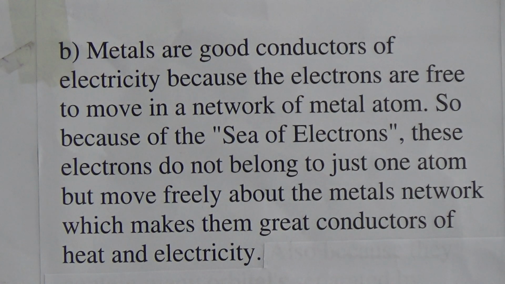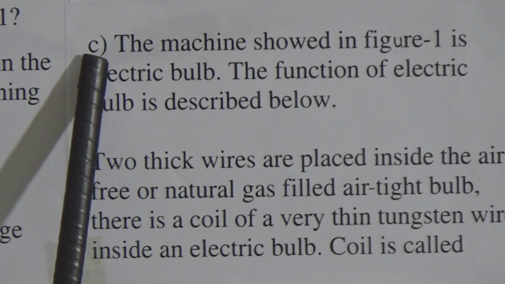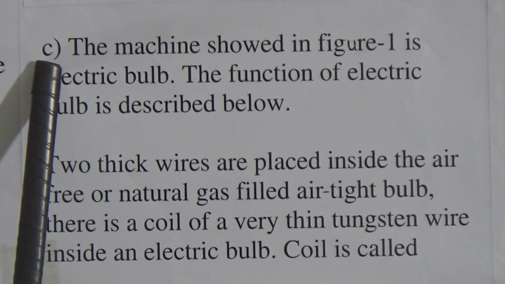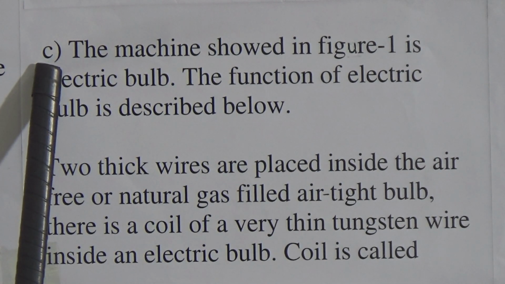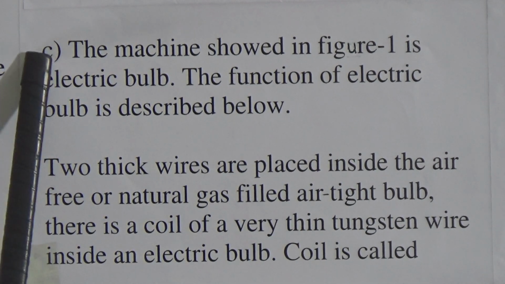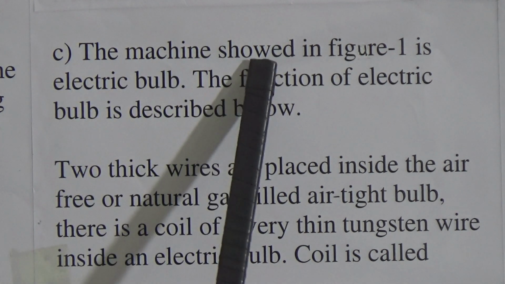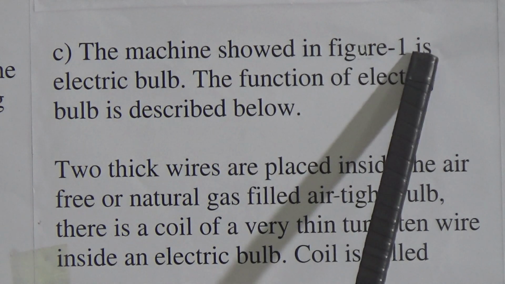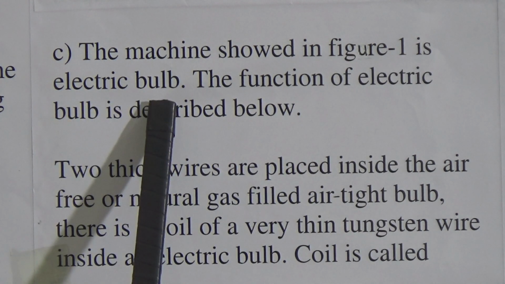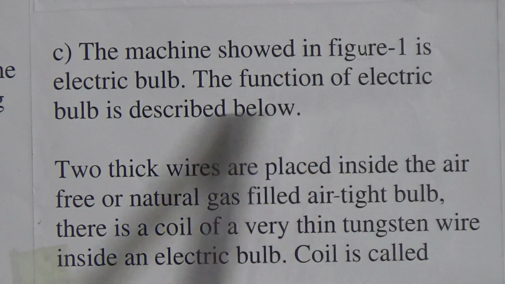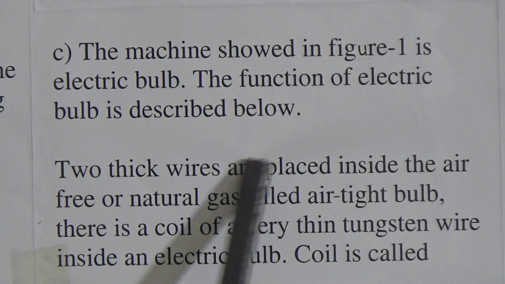Now our C number answer. C number question was explain the function of figure 1. That means this figure, explain the function of figure 1. The machine shown in figure 1 is an electric bulb. This is an electric bulb. The function of the electric bulb is described below.